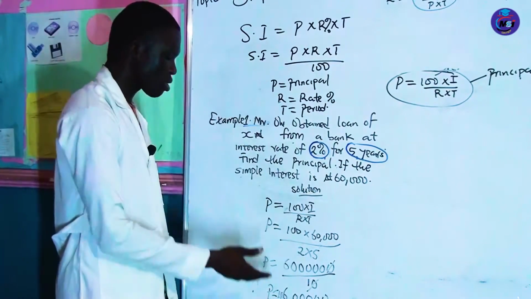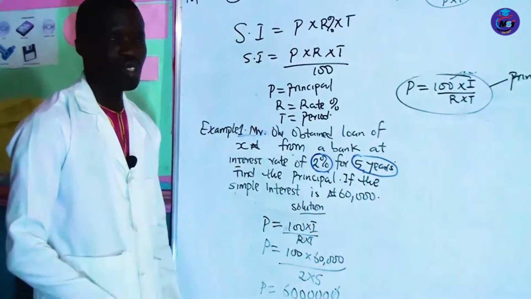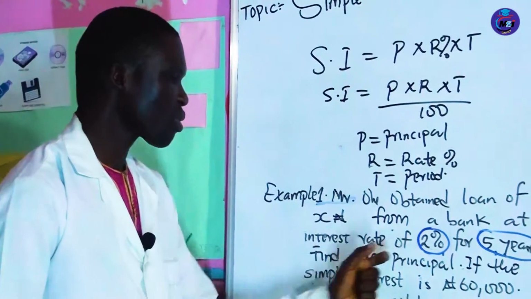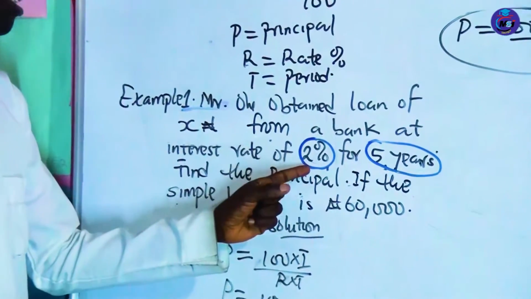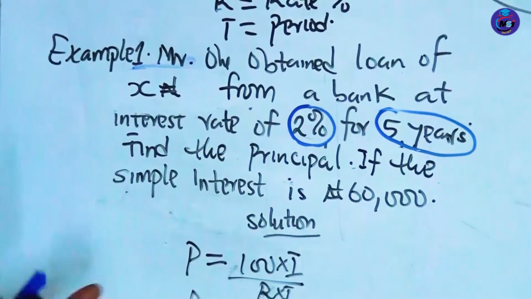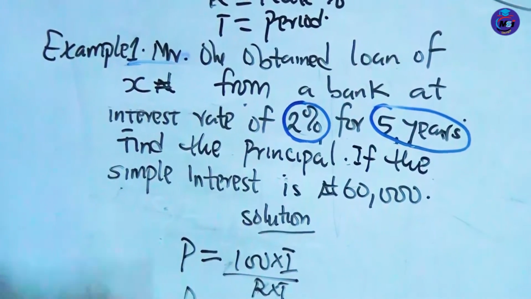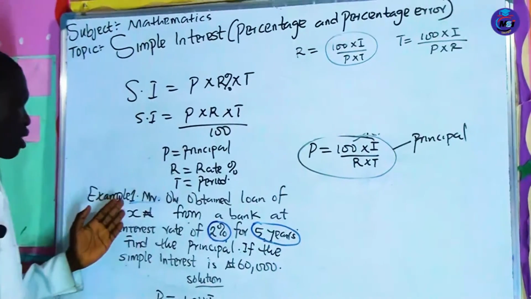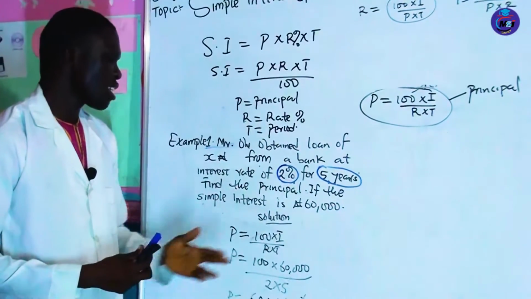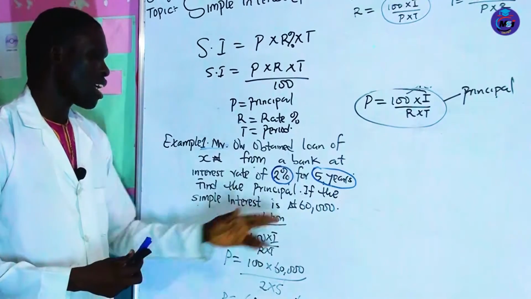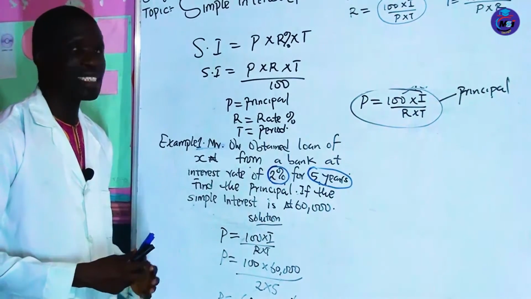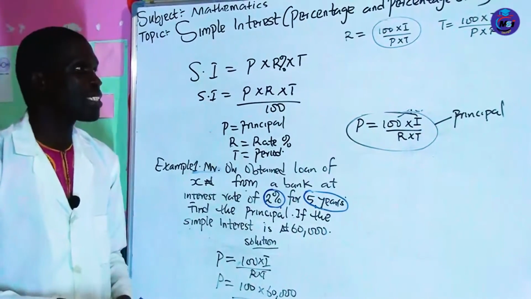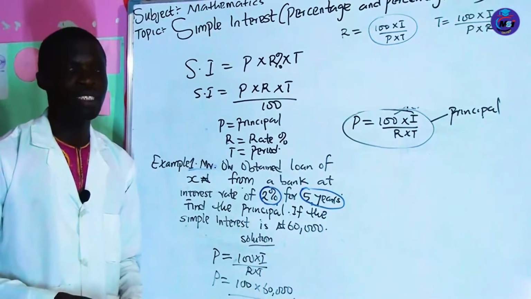Therefore, X will be 600,000. You can also apply the same method. If you give the principal, you give the years, and you put the rate as X percent, you can also use it to find the rate. Also, if you put the principal, you put the rate, and you put the interest, and you leave the years as X, you can also apply this formula to find your time. I hope you understand this topic.